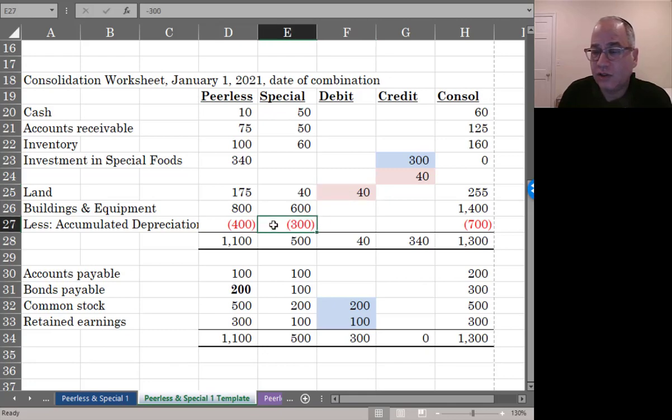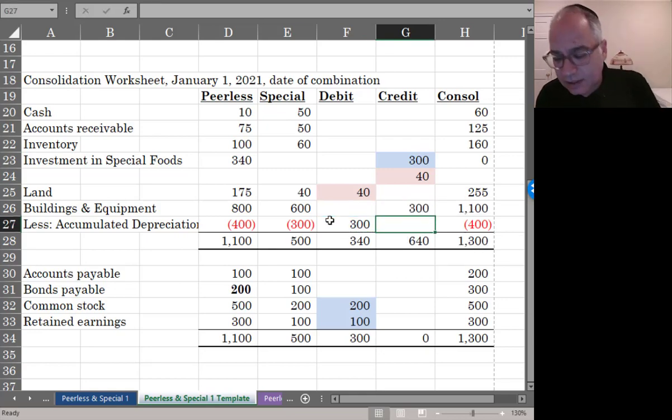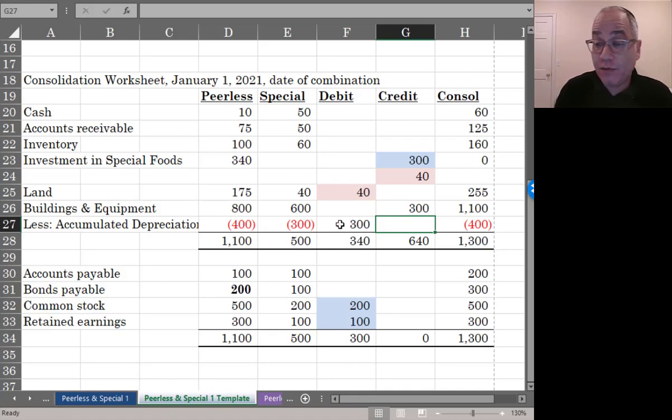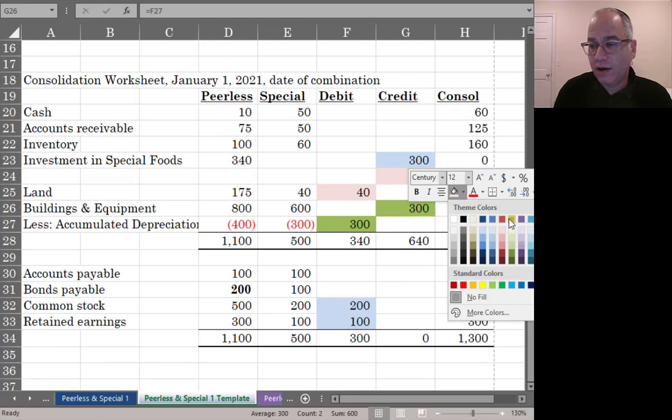When we made the acquisition, Special had $300,000 in accumulated depreciation. But now that we're buying Special, it's like a brand new company. So they shouldn't have any accumulated depreciation. So I'm going to debit accumulated depreciation and credit buildings and equipment, because previously this was buildings and equipment that cost $600,000 but had $300,000 in accumulated depreciation on it. Now that we made the acquisition, we're buying the buildings and equipment for what's equal to its book value of $300,000. So therefore, I'm going to debit accumulated depreciation for $300 and credit buildings and equipment for $300.